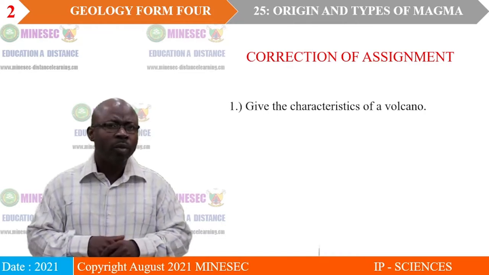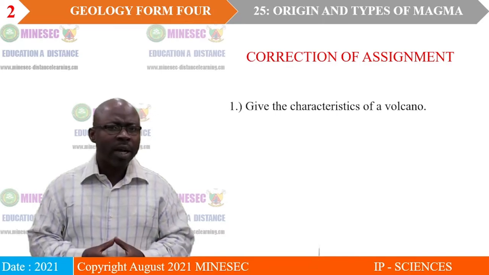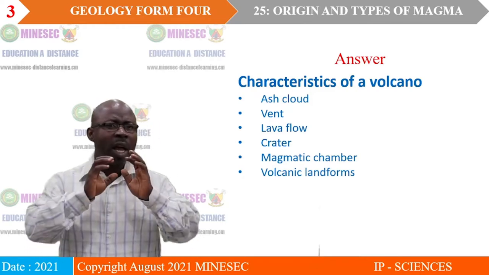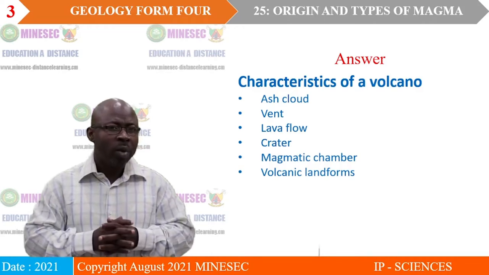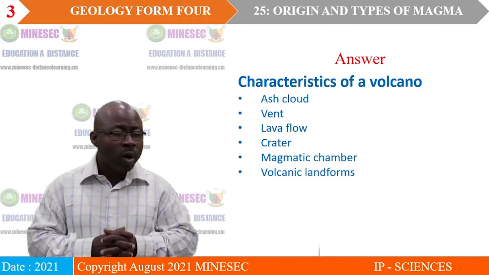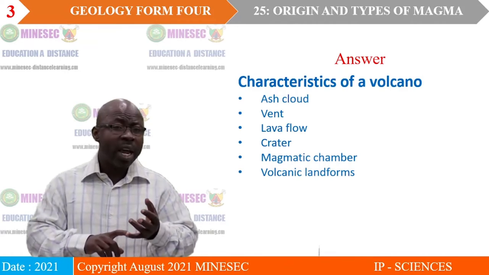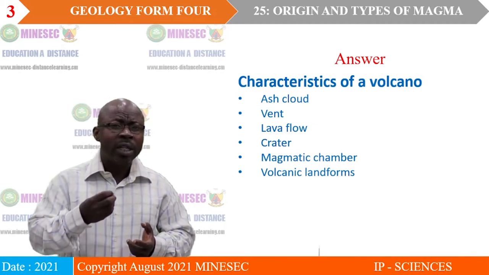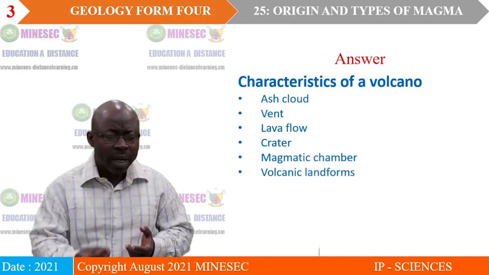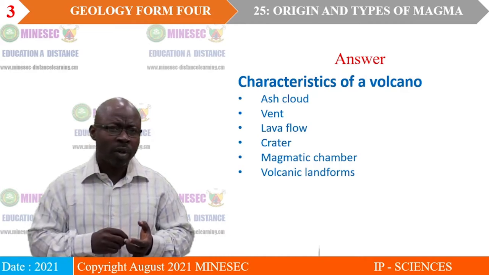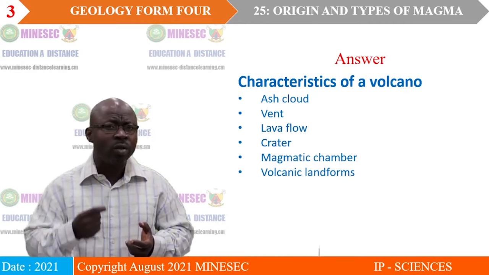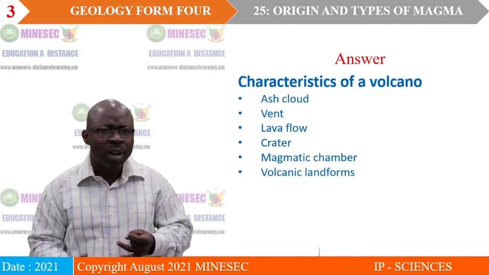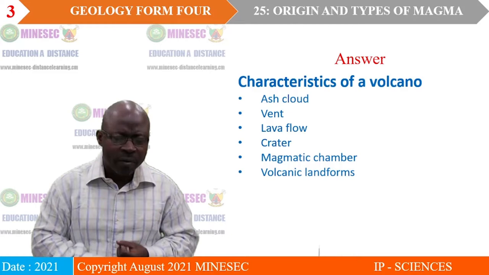Those who had time to go through it, their answer is supposed to read as follows. The characteristics of a volcano: for any geomorphological structure to be described as a volcano, we must observe the presence of an ash cloud, because that ash cloud has fine particles which constitute the gaseous materials ejected during volcanic eruptions. For a geomorphological structure to be called a volcano, there must be a pathway through which material from within the earth is ejected to the surface, which we call the vent.